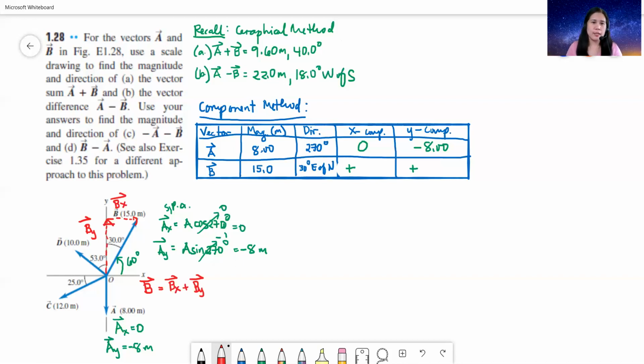So if you look at the right triangle here, the x and the y, they always make a 90-degree angle. If you use angle 30, bx is opposite to 30, and then by is adjacent to 30. So in this case, since hindi SPA si 30, tayo ang mag-determine kung sine or cosine ang gagamitin natin.